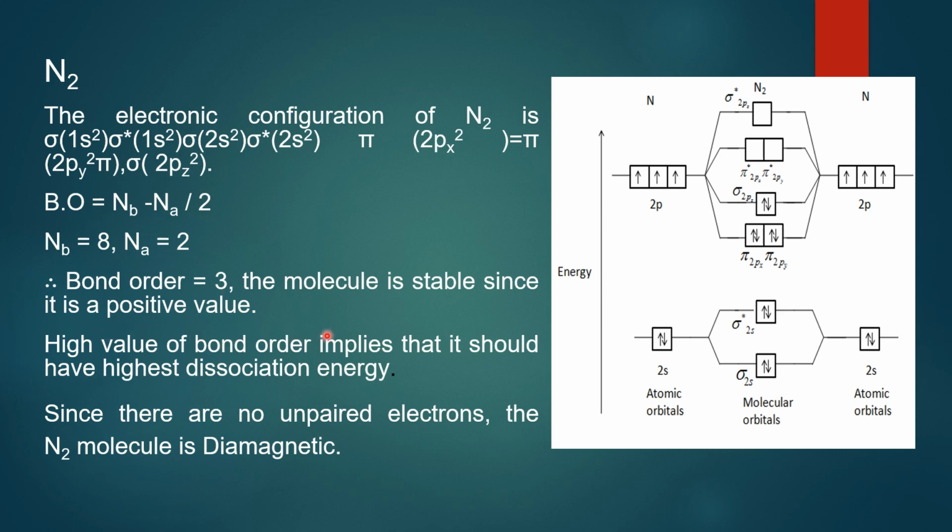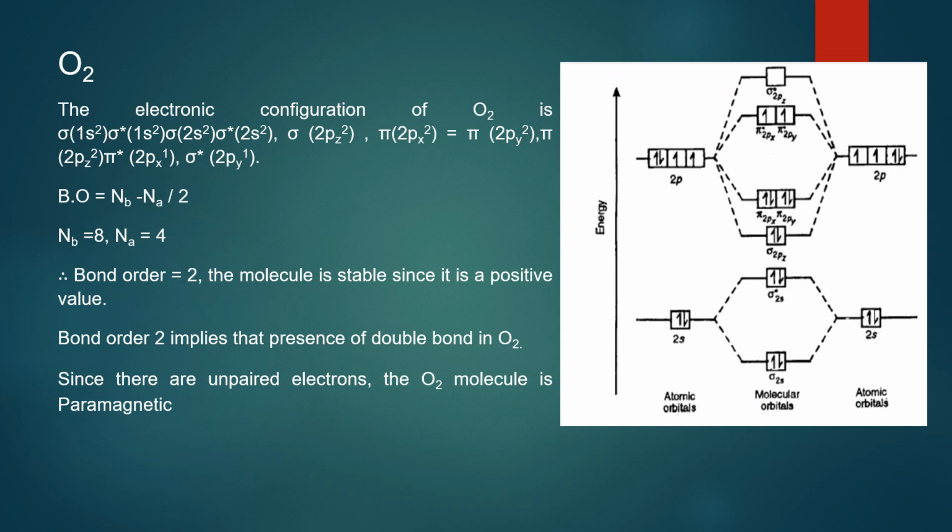Since there are no unpaired electrons, the N2 molecule is a diamagnetic substance. As I told you earlier, here there are no unpaired electrons. Due to the absence of unpaired electrons, it shows the diamagnetic property. It is about the N2 molecule. The next example is O2 molecule.